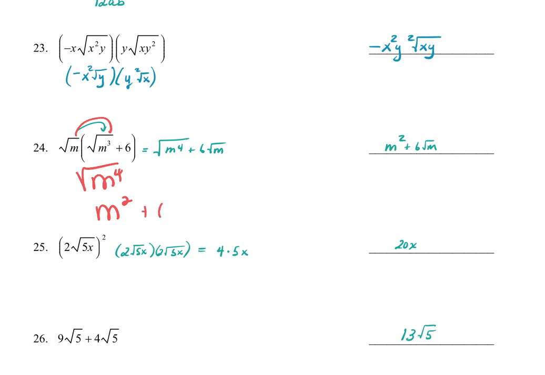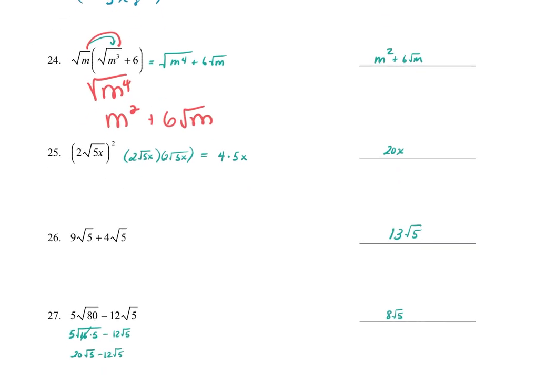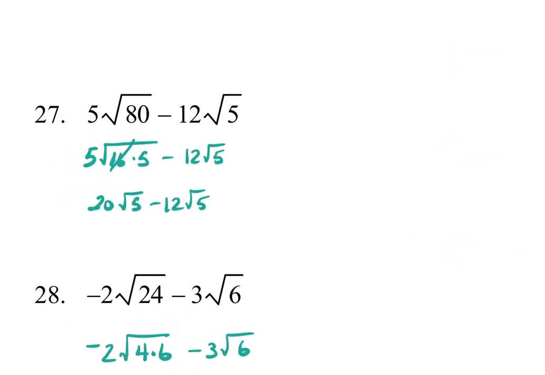And then it'd be plus 6 square root m, because you'd multiply those out. 25 is 20x. So when it's a minus, you can't combine them, right? So minus, you're going to split them up and simplify them separately, because they both simplified to have a radical 5, now you can combine them.